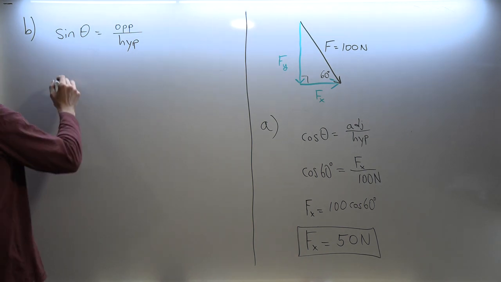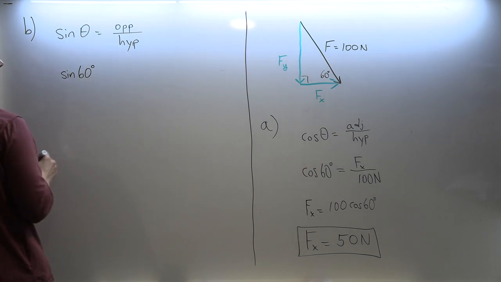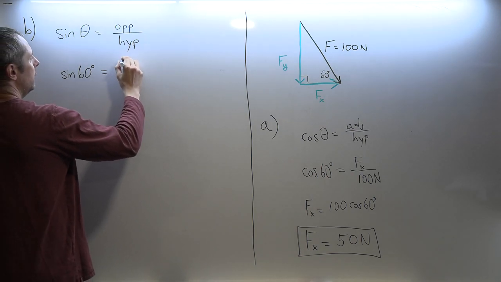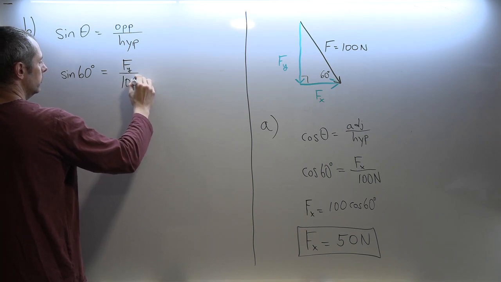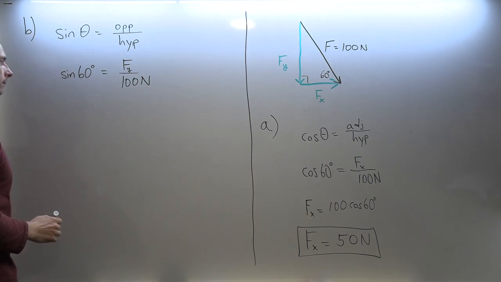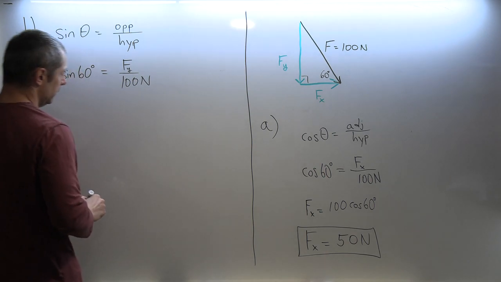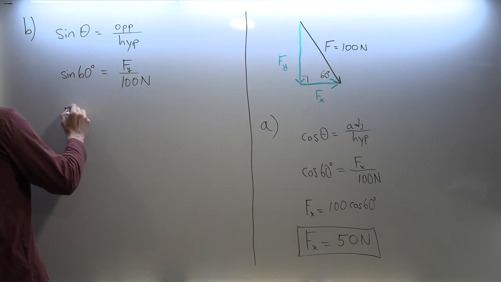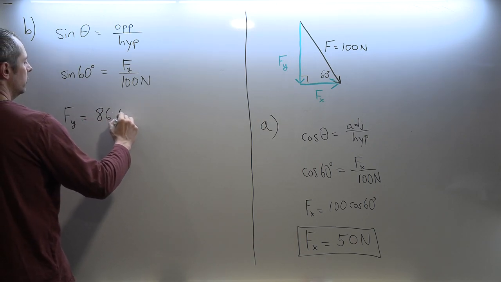Now we can plug in our numbers. Sine of 60 degrees equals the opposite side, which is Fy, over the 100 newtons. And then we can multiply this 100 to the other side. So we have 100 times sine of 60. You could just punch that in on your calculator, and you should get 86.6 newtons.